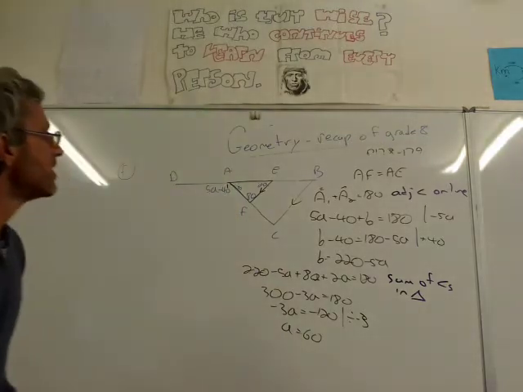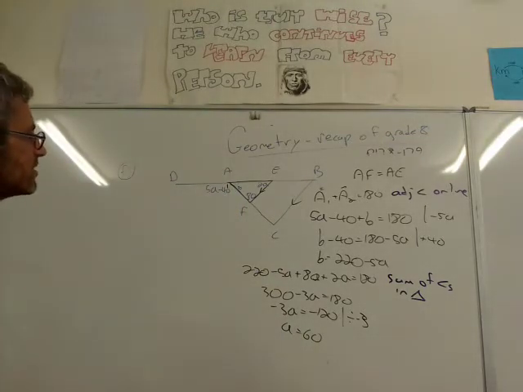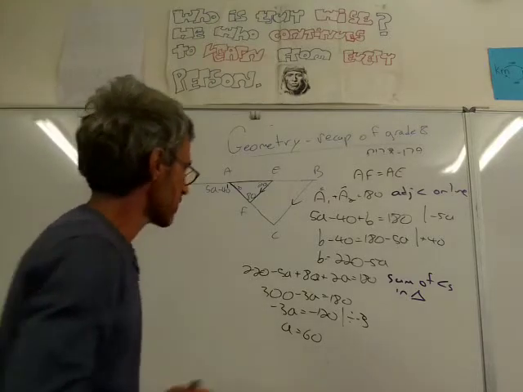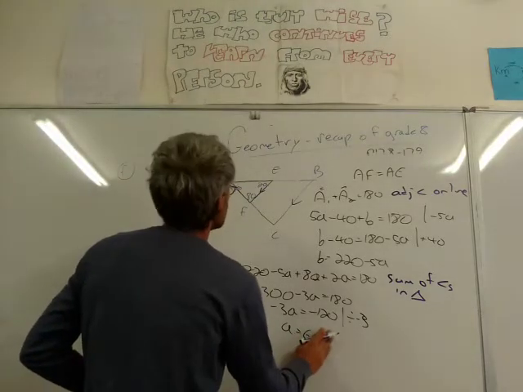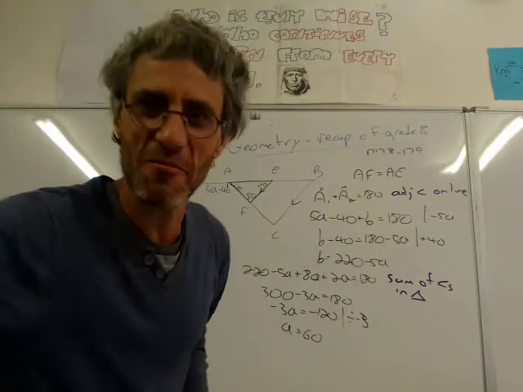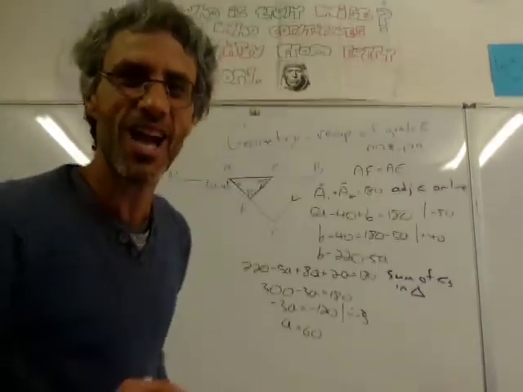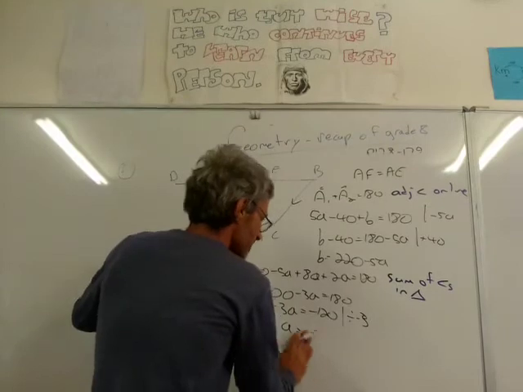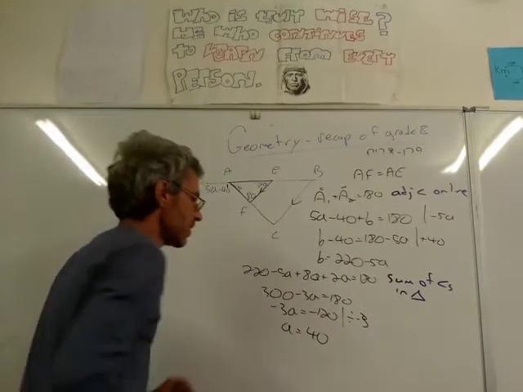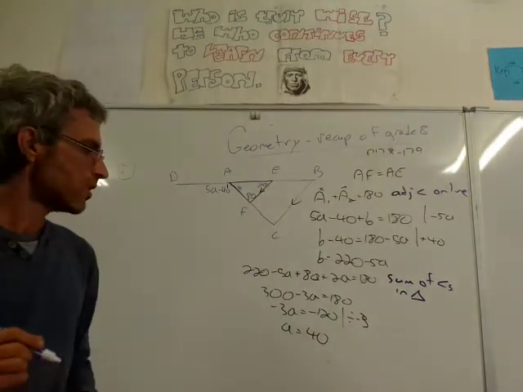Now, is that right? I think I might have got something wrong. Sorry, it should be 40, isn't it? I think I might have made a mistake. Just hang on for a second. Yeah, all good. So it's not 60, obviously, it's 40. So A is 40.